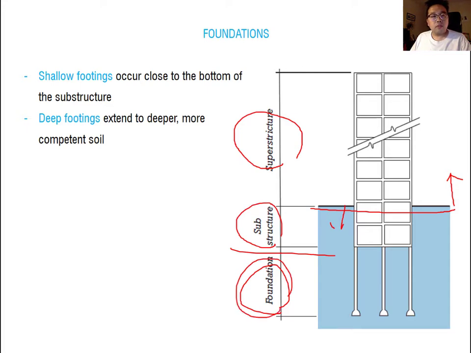Okay, so foundations can be divided into two categories: shallow footing and deep footing. The shallow footing occurs close to the bottom of the substructure. If you design the foundation just at the bottom of the substructure, it is called a shallow foundation. But if you extend it deeper to more competent soil, it is called a deep foundation.